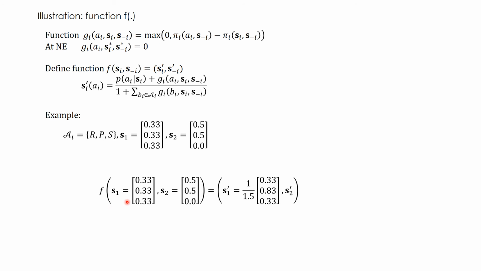So here f of s1 equals 0.33, 0.33, 0.33, and s2 equals 0.5, 0.5, 0, gave us S prime 1, which was equal to this, which we had seen in the previous slide. And likewise, after we compute S prime 2, plug in the value here. So this is how we evaluate the function f.